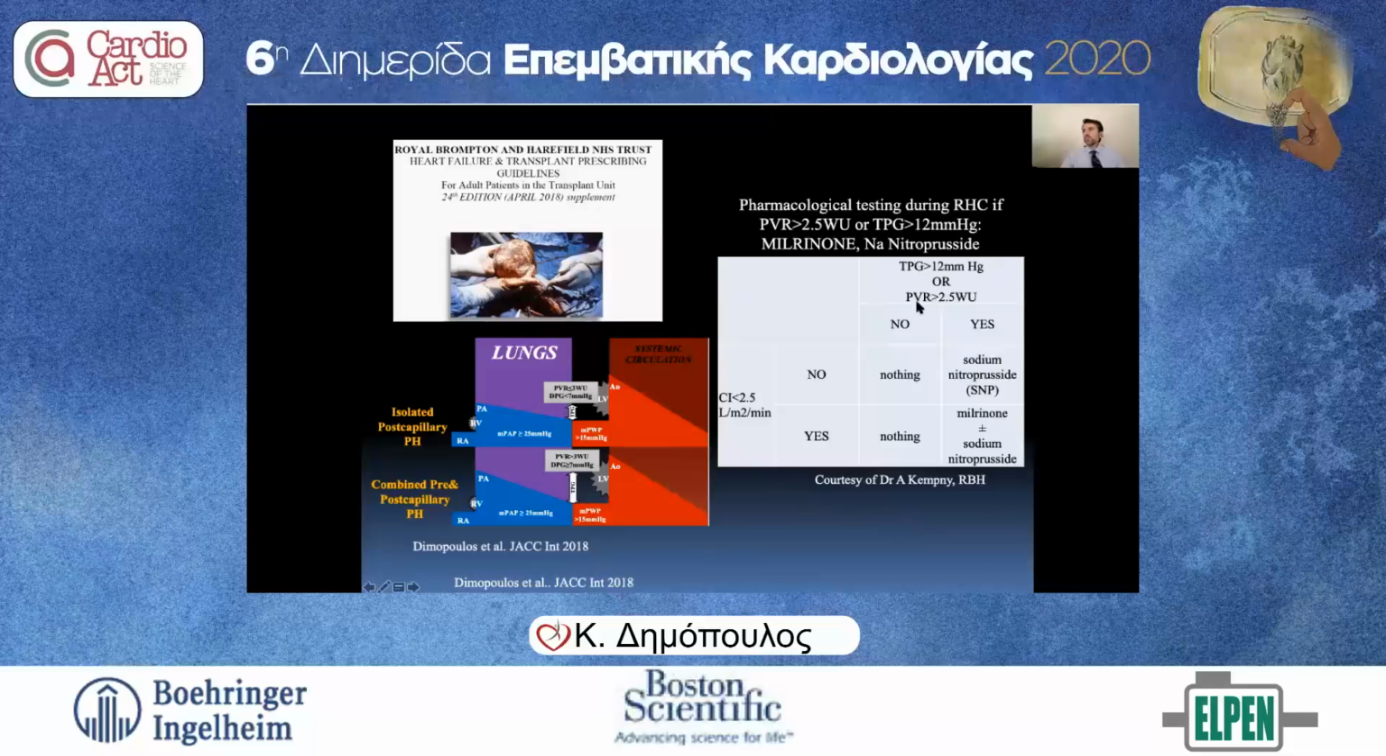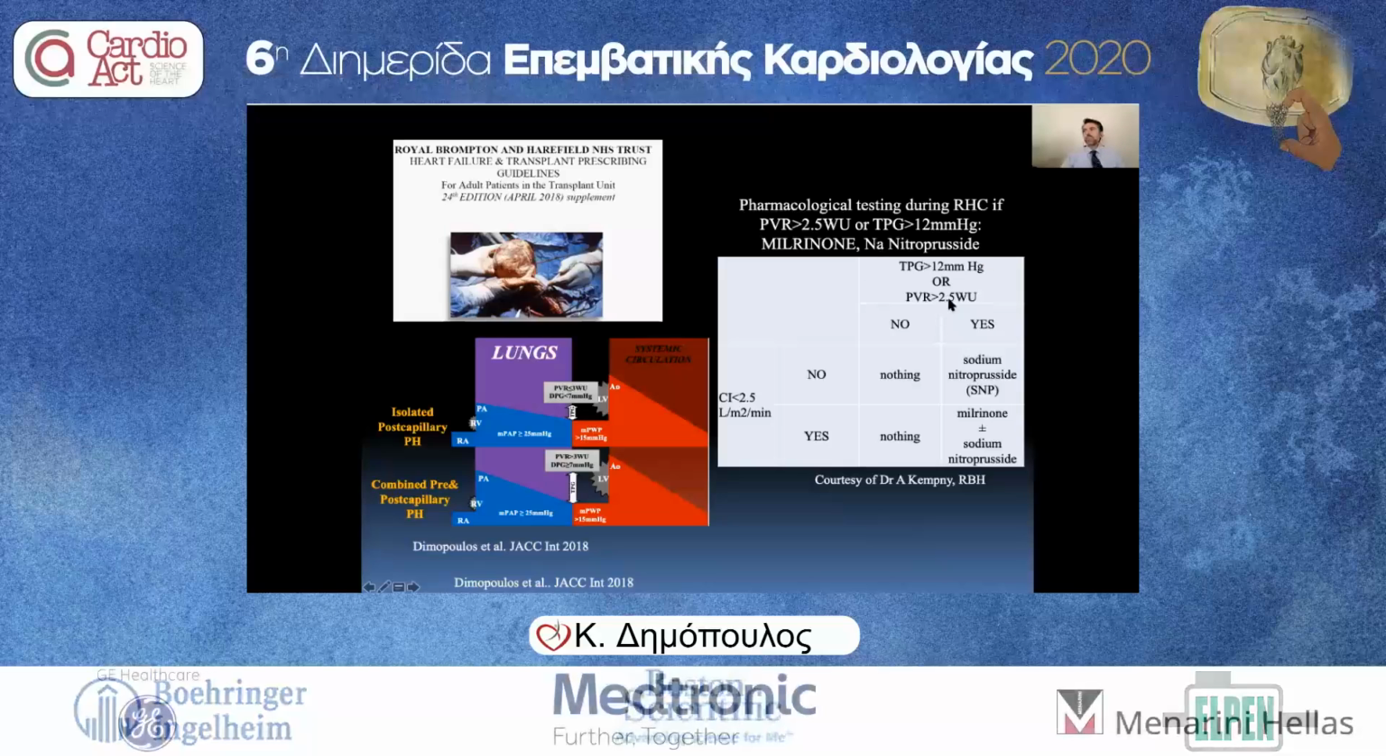So this is a little bit of a protocol that we use. We look at transpulmonary gradient, PVR and cardiac index, and of course if there are concerns, so there is some evidence of raised pulmonary vascular resistance, we challenge the patient with sodium nitroprusside and/or milrinone.